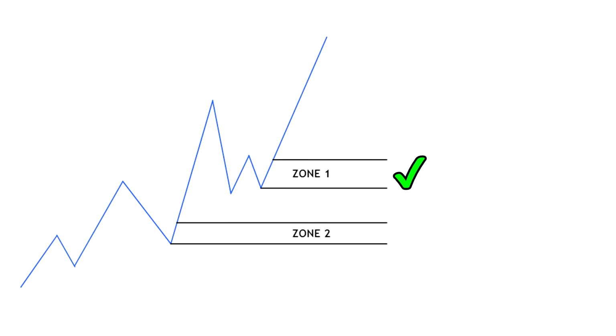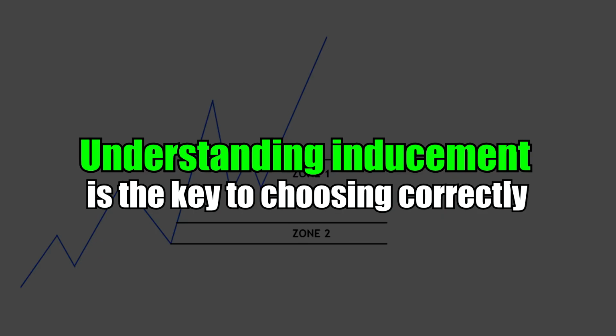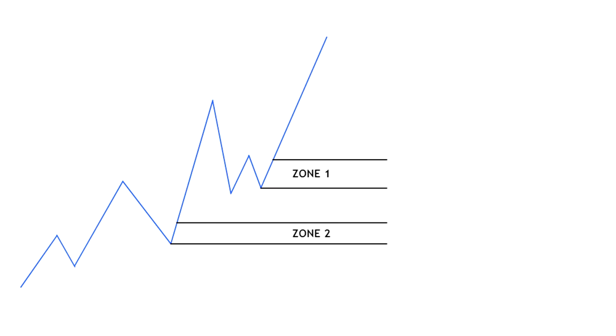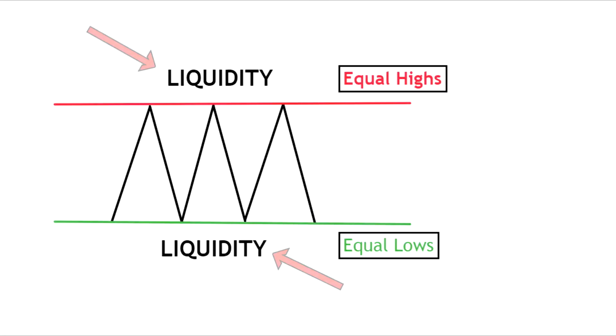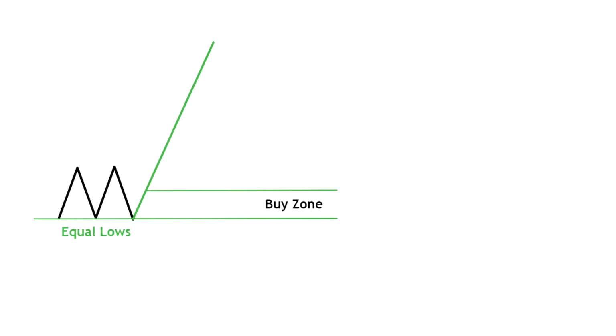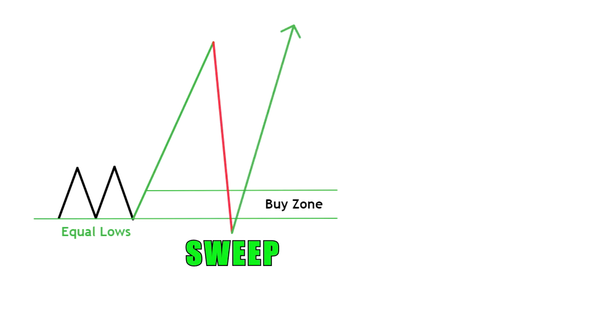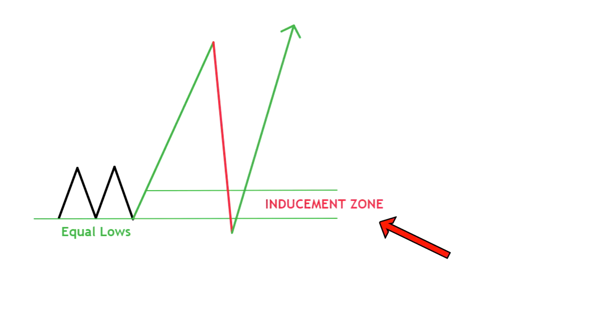Sometimes the first zone may be the right entry point, but other times it's the second one. And understanding inducement is the key to choosing correctly. One of the main ways to determine which zone has the higher probability is by analyzing liquidity, particularly equal highs or equal lows. Liquidity represents areas in the market where a large number of orders, like stop losses or pending trades, tend to accumulate. For instance, when several equal lows form near the top zone, they create a support area that attracts the market to dip and sweep that liquidity before reversing. This behavior often turns the upper zone into an inducement zone, a trap for early buyers.